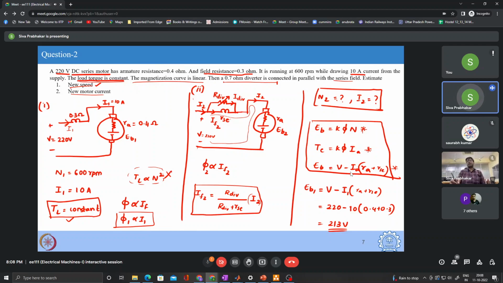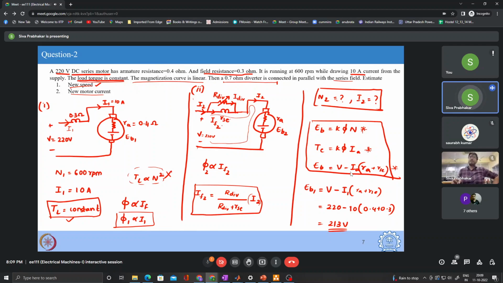Now they are modifying the circuit such that they are adding a diverter resistance in parallel to the field winding, so that the current through the field winding is now different, and it is not equal to the initial current, which is the same as the armature current. Now the current through the field winding, I am representing as IF2.